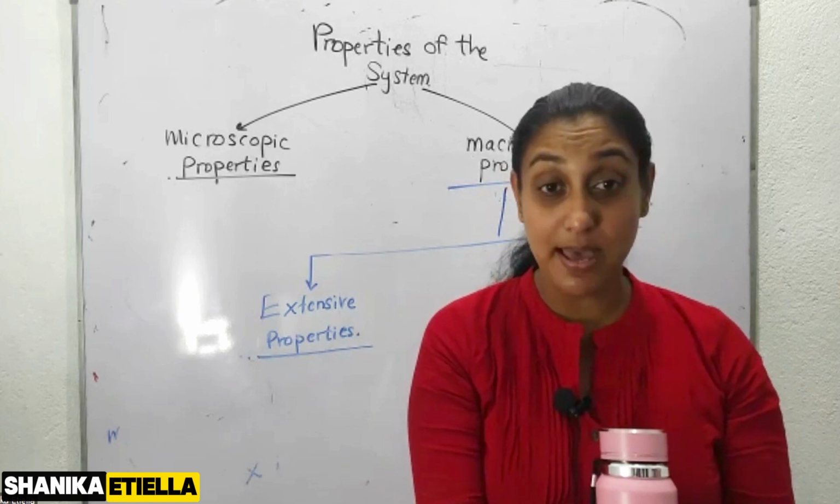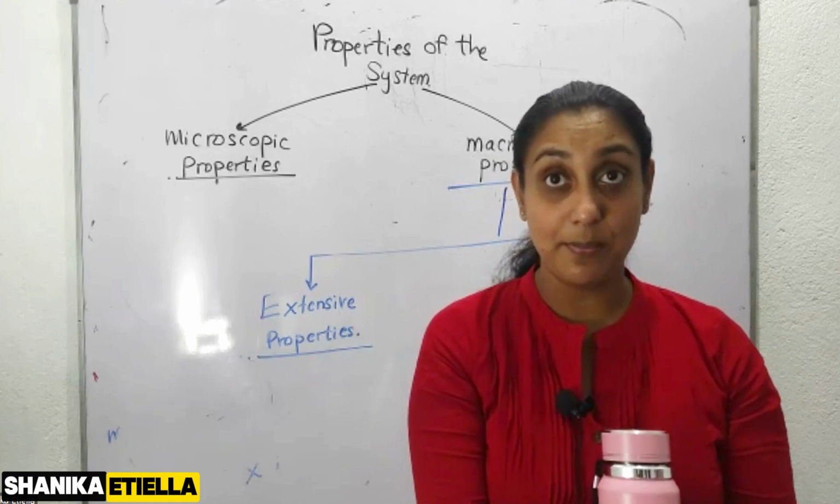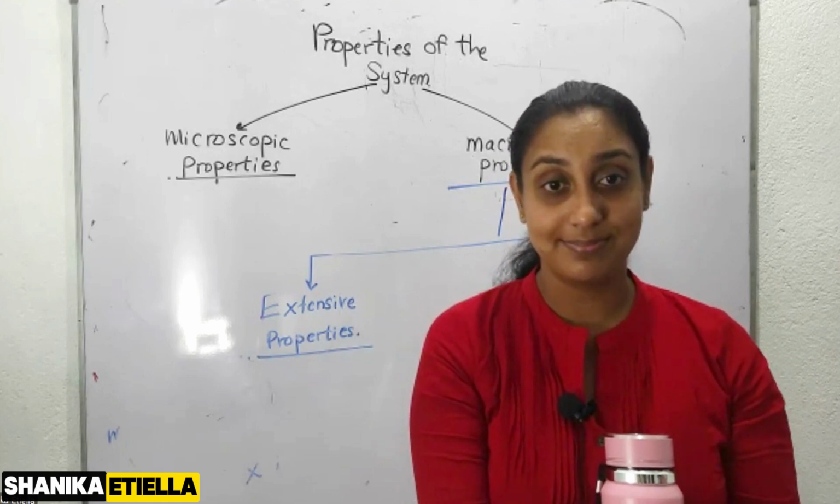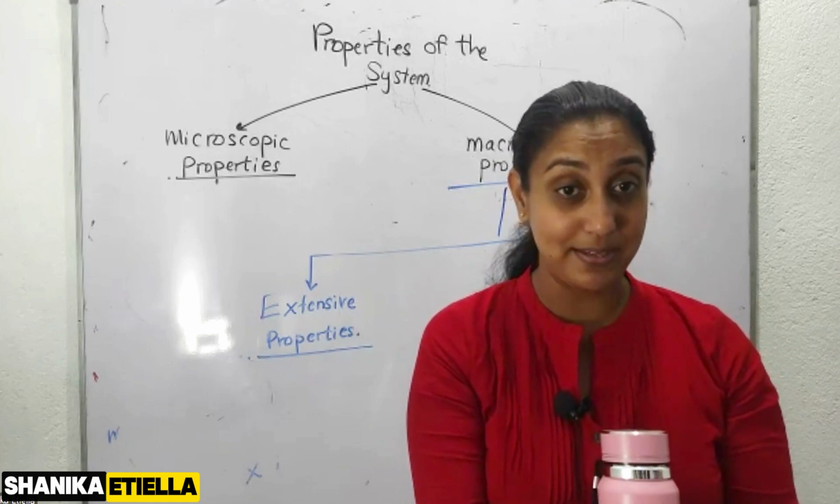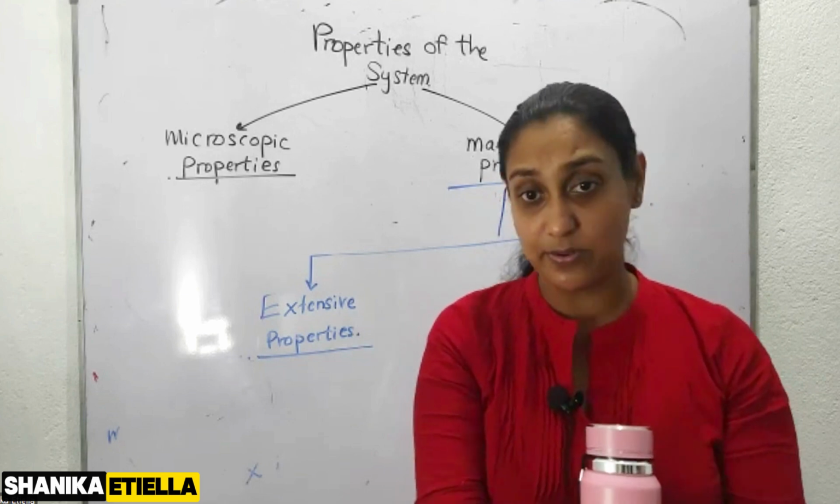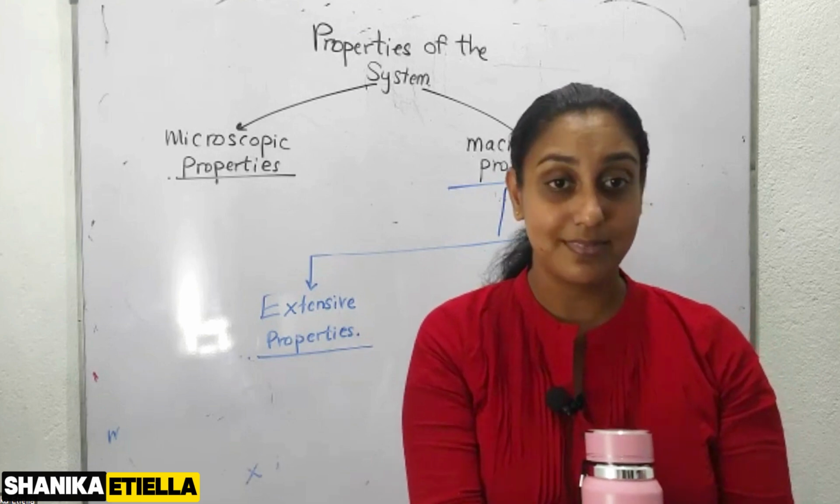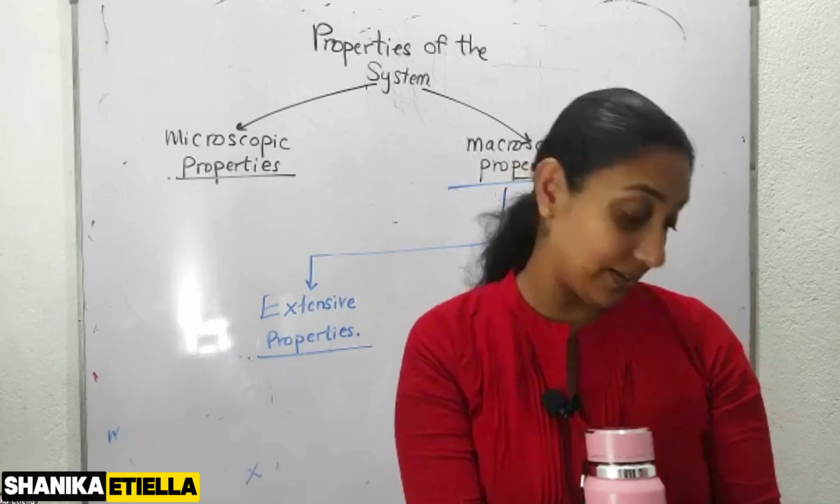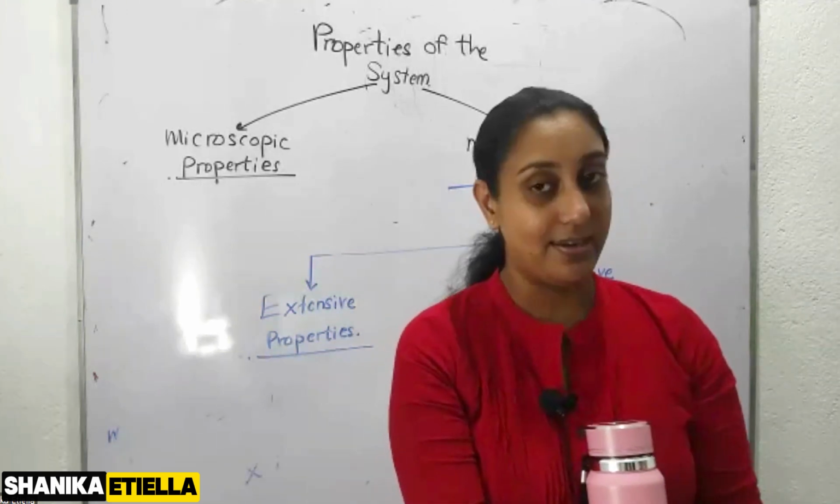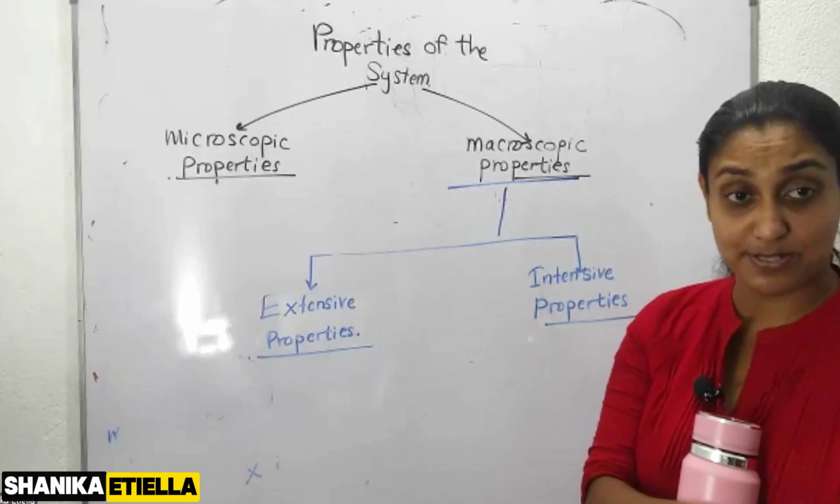Examples, you can write mass, volume, number of moles, enthalpy. Write down enthalpy. It's a new word. Anyway, write down under extensive property. You will learn it later. Enthalpy. Okay. Then you can understand what should be intensive properties.